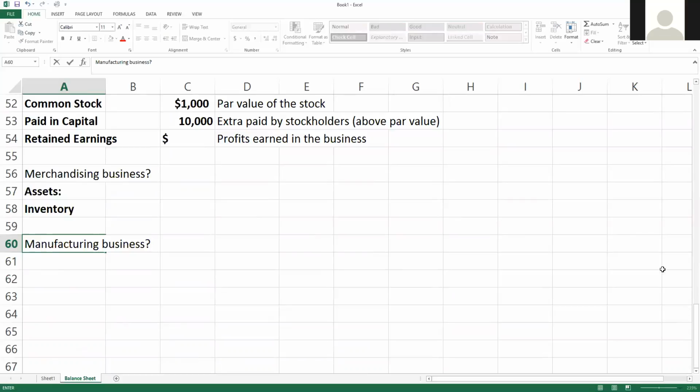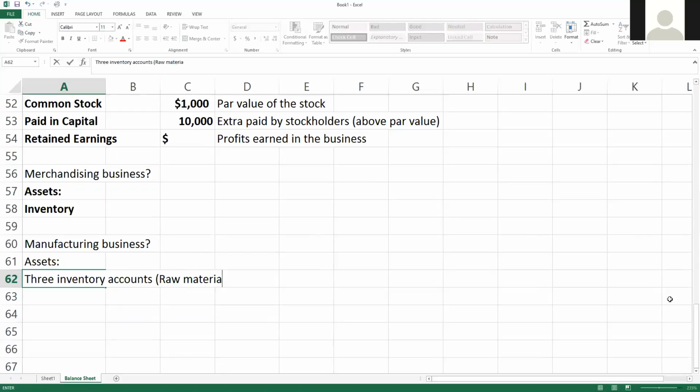Okay, most complicated of all is a manufacturing business. So double complicated, manufacturing corporation. But just strictly in the manufacturing part, the assets are going to be different. And the way they're going to be different is there's going to be 3 inventory accounts. And I'll just talk about what they are.